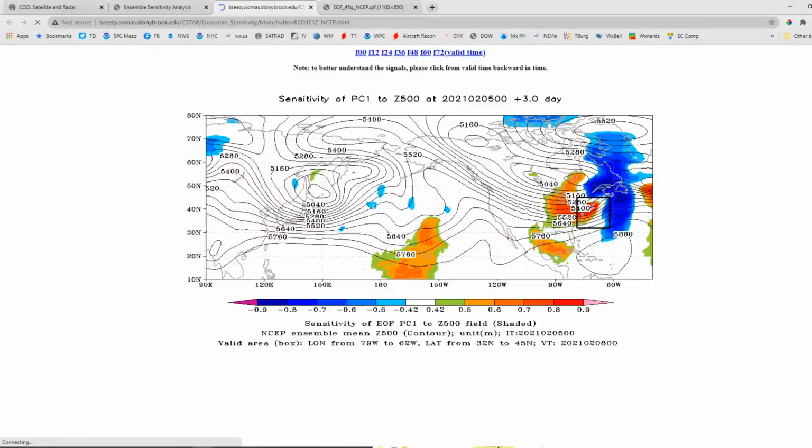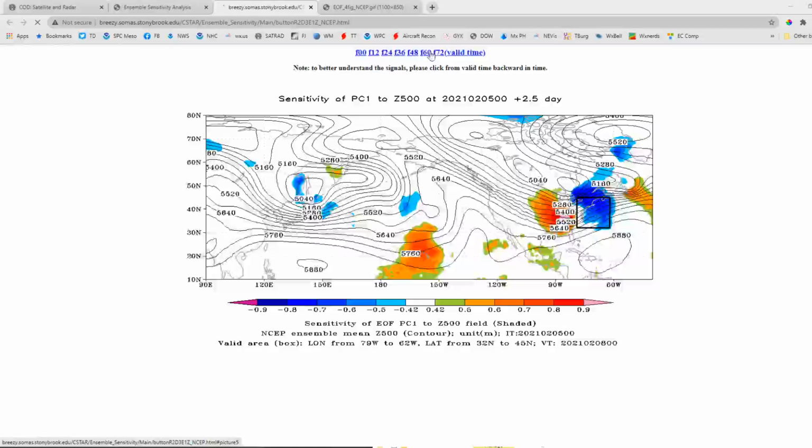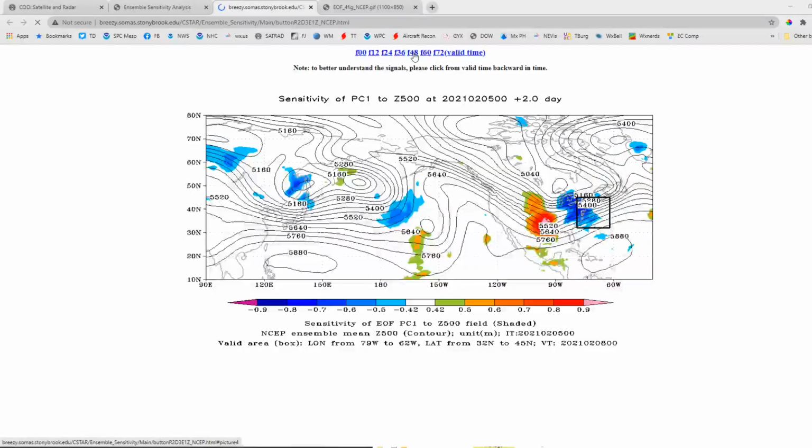Well, 3 days from now, what needs to happen is you need to have a weaker downstream ridge, right? Lots of negative height anomalies here downstream of our low, and you need to have lots of positive height anomalies in the trough itself, especially in the shortwave trough responsible for producing the storm. That's pretty intuitive, right?